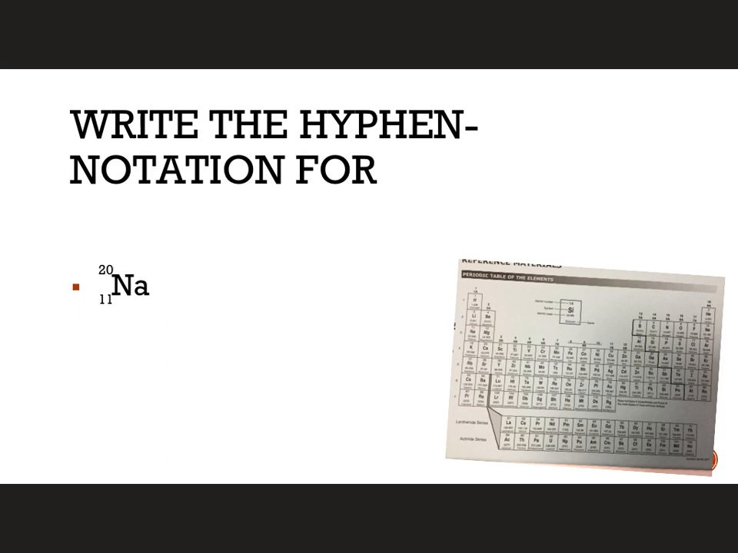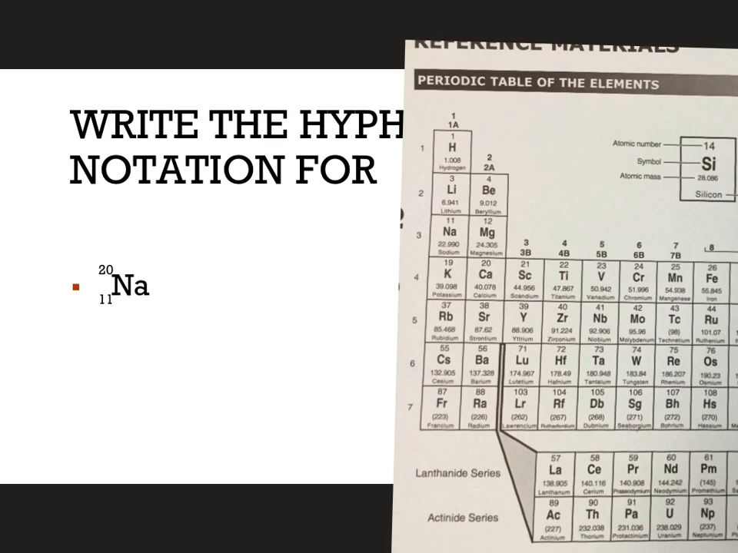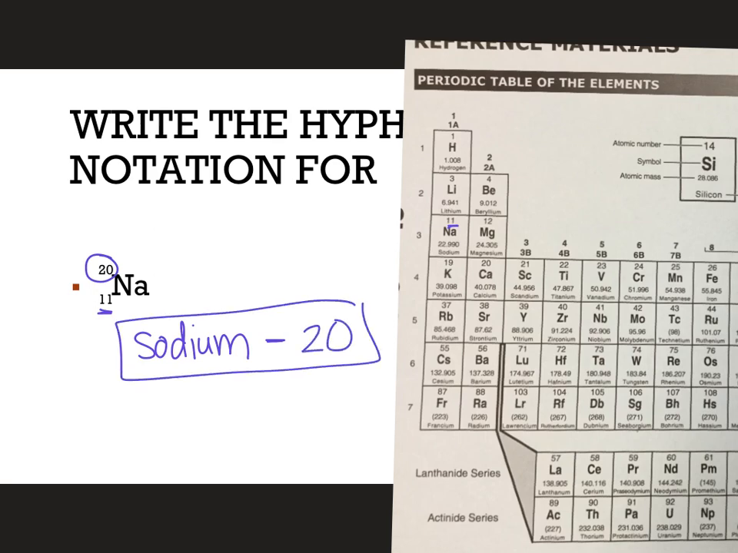And then for this one, this is just showing you the nuclear notation, and I want you to write the hyphen notation. So basically you're naming the isotope, right? So we have Na. So if you look on your periodic table, Na is sodium. So we're going to write sodium. Remember, this 11 is just coming from the atomic number. We don't have to say anything about that because we're putting the name. So we have sodium. We're going to put a dash, but we're going to include this mass number, and we're going to say 20. So this is sodium 20, isotope sodium 20.